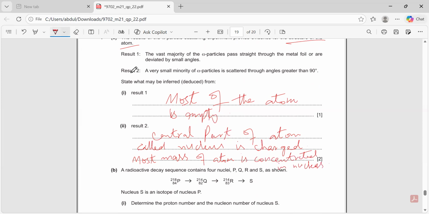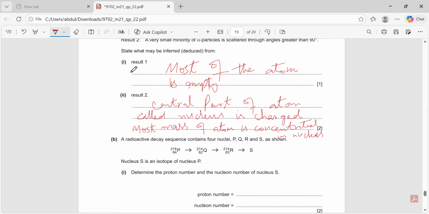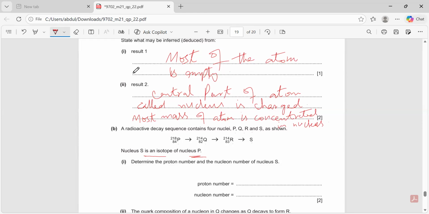Now, a radioactive decay sequence contains 4 nuclei P, Q, R, and S. As shown, nucleus S is an isotope of nucleus P. Determine the proton number and the nucleon number of S. Now see here, this is an isotope. If this is an isotope of P, the proton number should be the same.